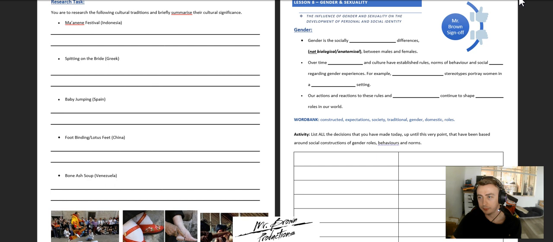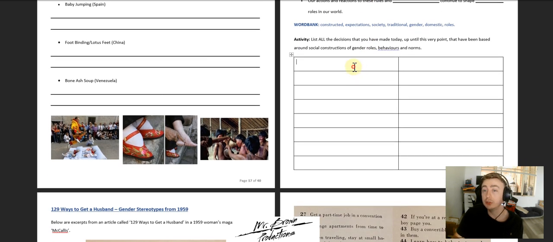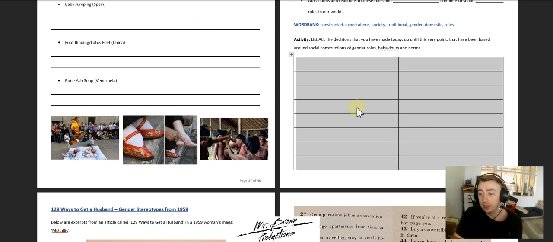But if I pull back from my tangent, the main idea is that we can see these big picture things where gender influences and changes things, but we don't often think about all the small nuanced things that influence our day every single day, which are based off these socially constructed differences between males and females. I want you to fill this table with every single decision that you have made today up until this very point where you're writing this, that has been based around the social constructions of gender. I'm talking little minutiae things. I'm going to give you some details to help, okay?